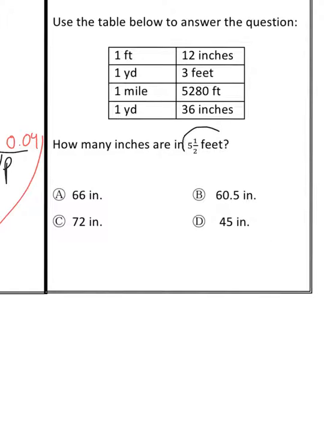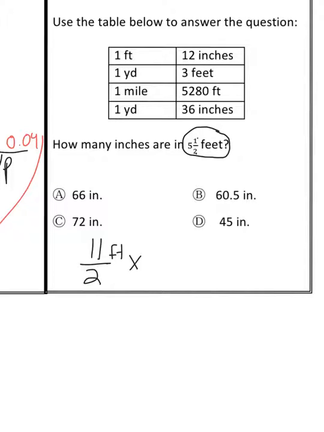Remember, the first step was to take our amount and write it as a fraction. So you have to change 5.5 to an improper fraction. So you do the 5 times the 2 is 10, plus 1 is 11. So you get 11 halves. And don't forget to label your feet on top. So that's the first step. Change your amount to a fraction.